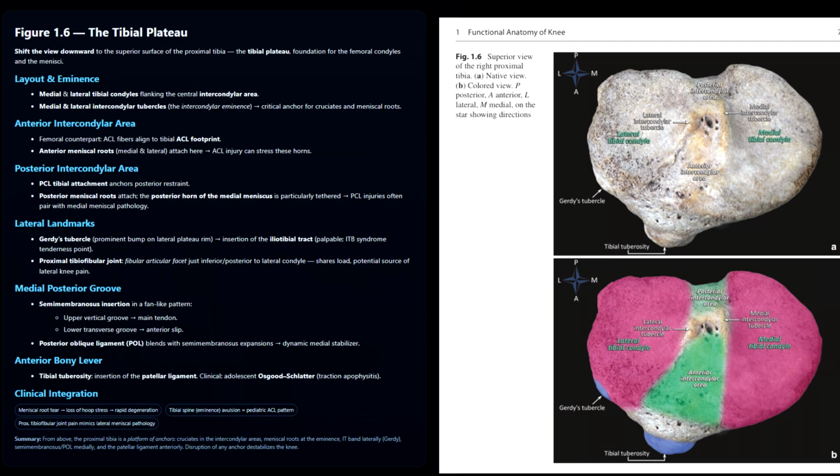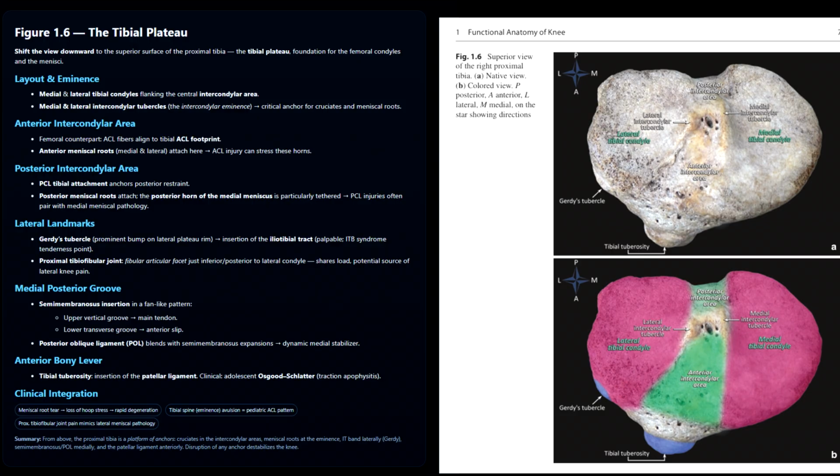The posterior intercondylar area, at the back: the posterior cruciate ligament attaches, along with the posterior roots of the menisci. Notice how the posterior horn of the medial meniscus is particularly tethered here, explaining why injuries to the PCL often coexist with medial meniscal tears.